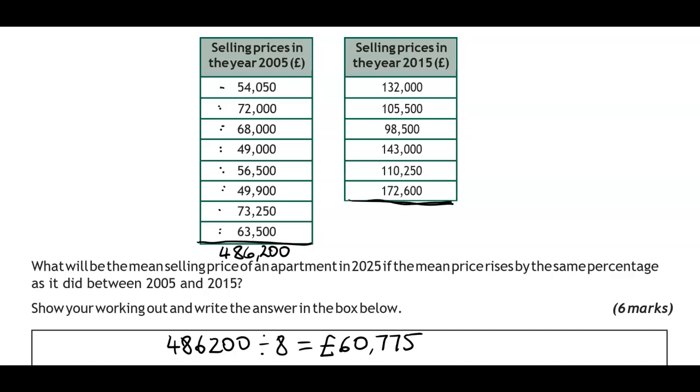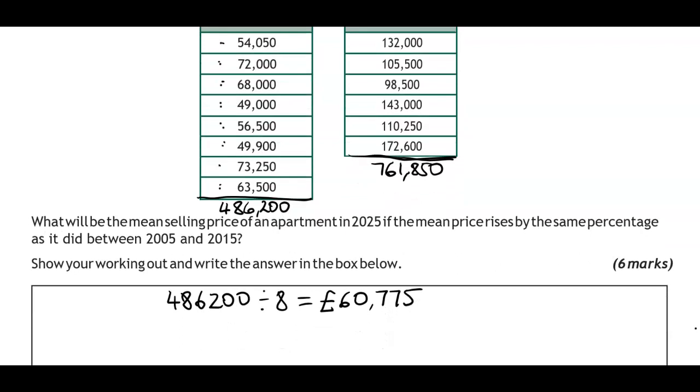Adding all of these together, we get £761,850. So we're going to divide that by 1, 2, 3, 4, 5, 6.